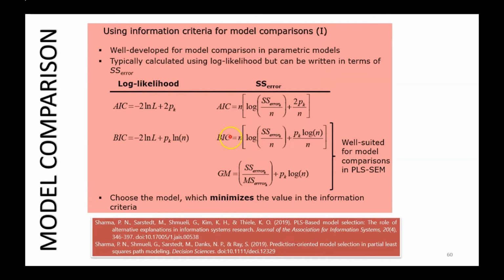So in the context of PLS-SEM, BIC and GM are two well-suited statistics for model comparisons, and the good thing is that BIC is automatically calculated in Smart PLS, but for GM you need to calculate this statistic manually. However, it is not a difficult job, and you can calculate GM using one Excel template, and I will show you from where you can download this Excel file. Another important point is that when you are comparing two models, you have to choose the model which minimizes the value in the information criteria.